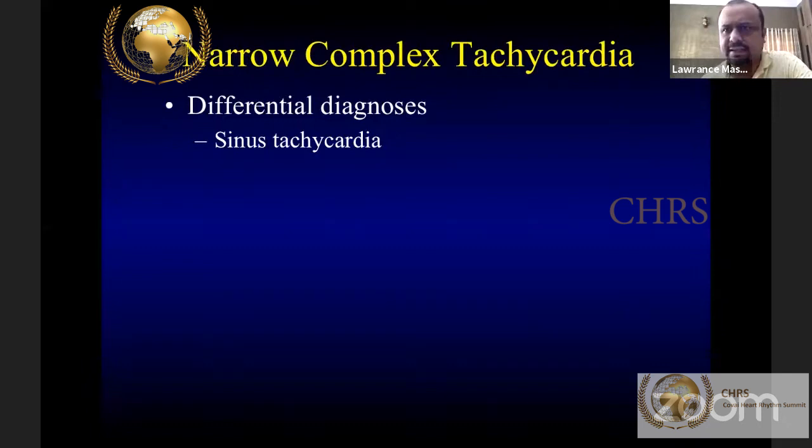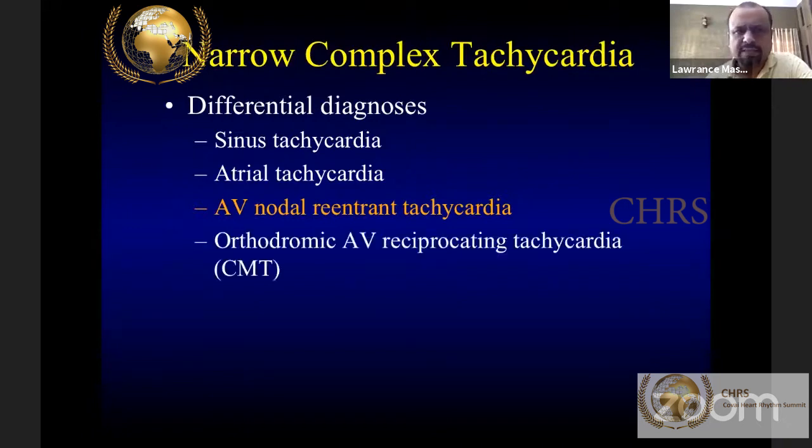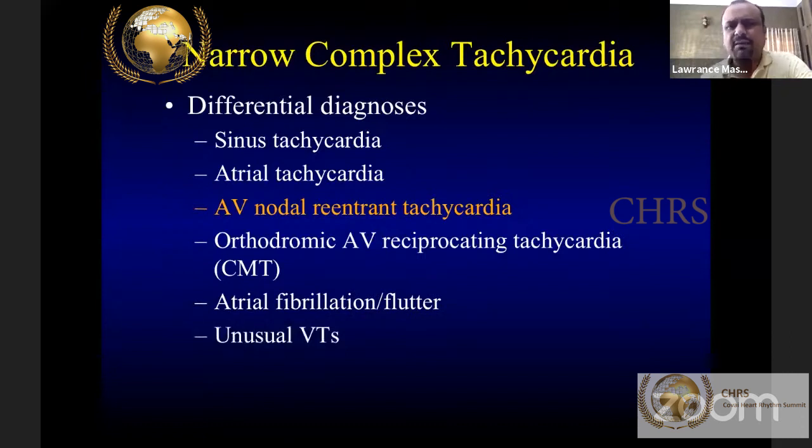AVNRT, reentrant tachycardia, which is the most common pathological form of narrow QRS tachycardia. Next could be an orthodromic AV reciprocating tachycardia, or what we call AV reentrant tachycardia, and atrial fibrillation and atrial flutter. Some unusual VTs can be narrow QRS, but we are not going to go into detail about that. So if you ask me, the most common narrow QRS tachycardia you're going to see is a sinus tachycardia. If there is an underlying cause, you try to treat that.